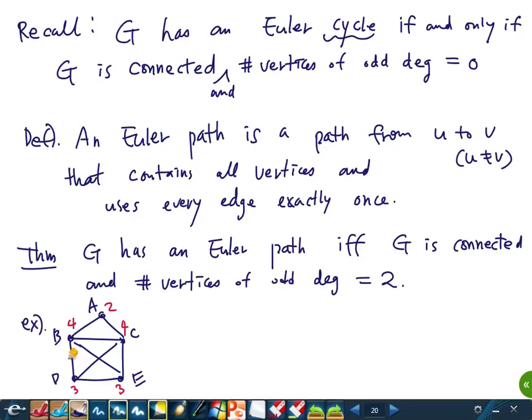And the 2 vertices of odd degree must be the starting and ending points. So let's find such a path. We have to start from D. Otherwise, you cannot find the path. And then try to visit and use all edges exactly once. Okay, let me draw this again. Like that. Then you start from here and then end there. This is an Euler path.